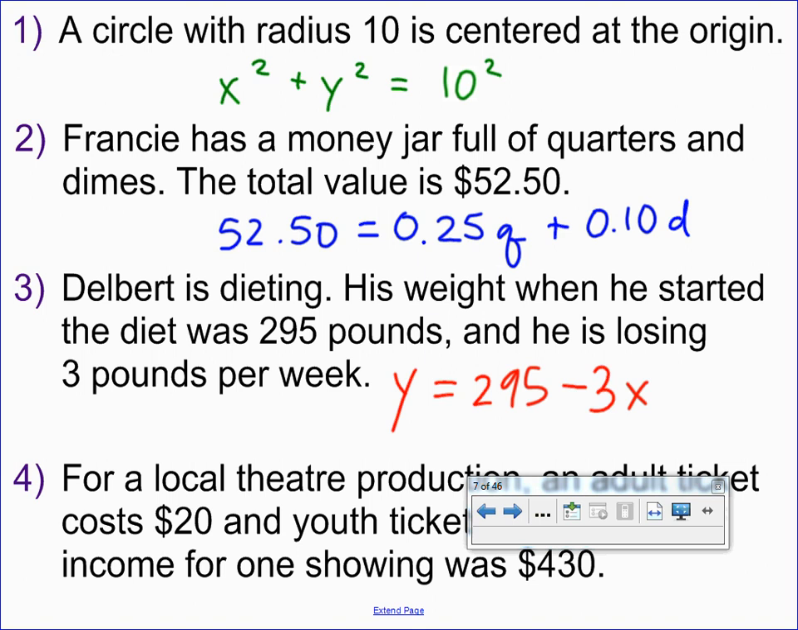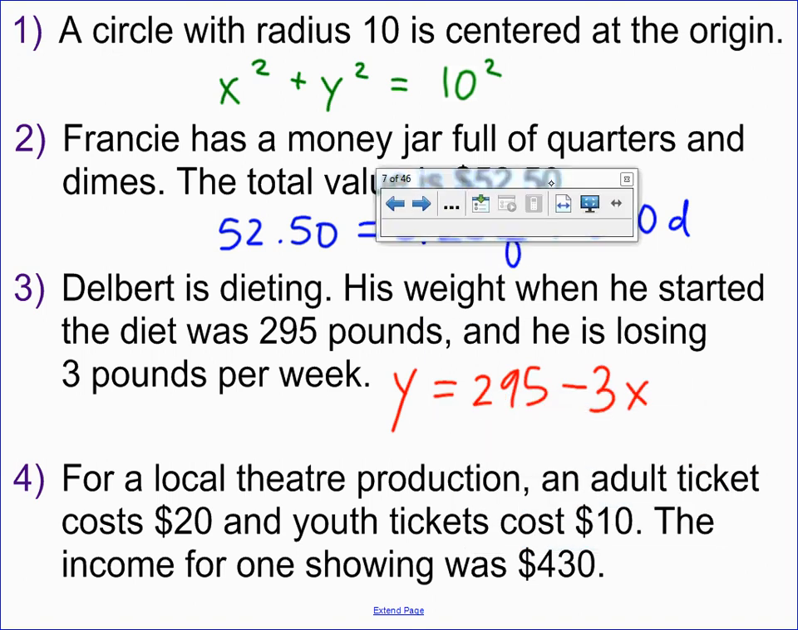Raise your hand if you had the same relation for number three. Great, and one to go. For a local theater production, adult tickets cost $20, youth tickets cost $10. The income for one showing was $430. How could we represent that with an equation? Jake?